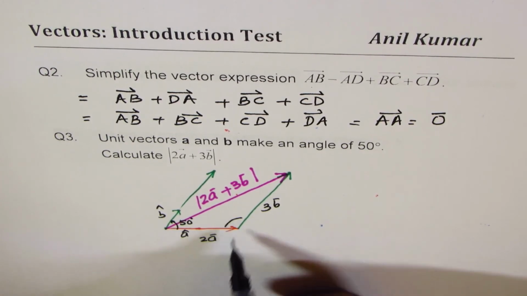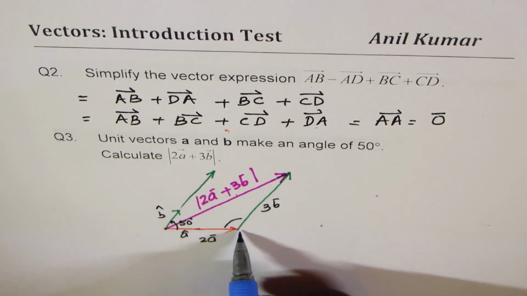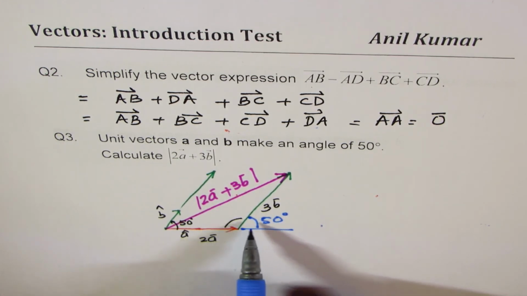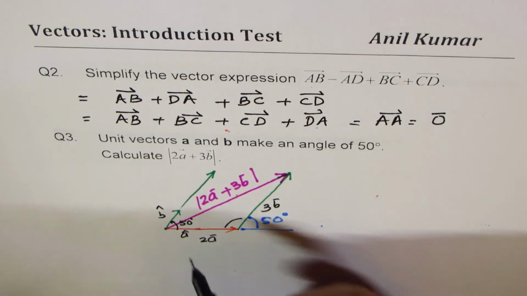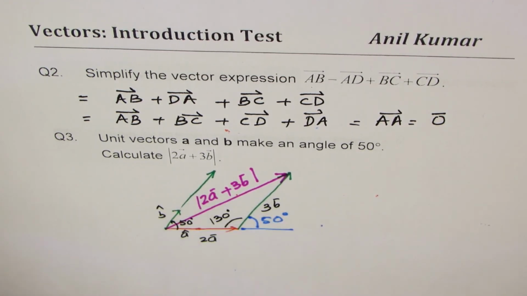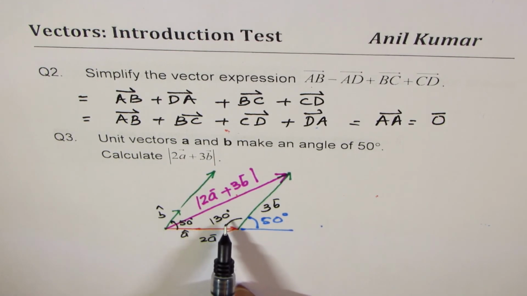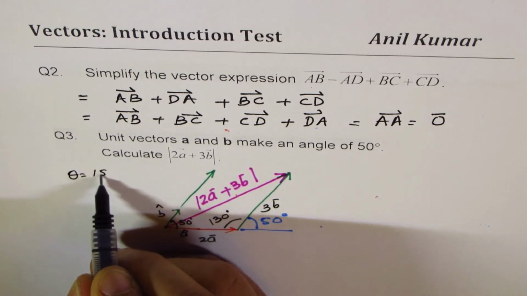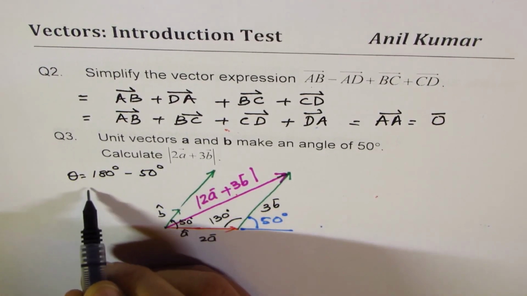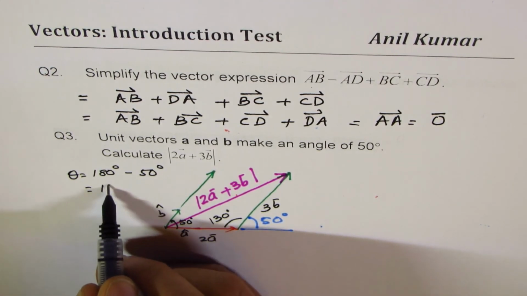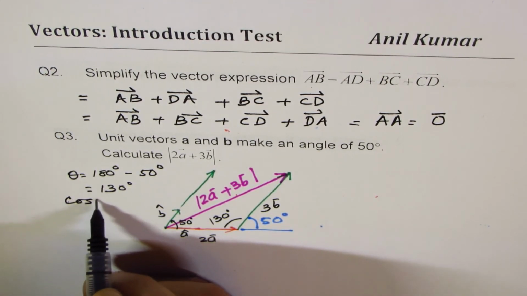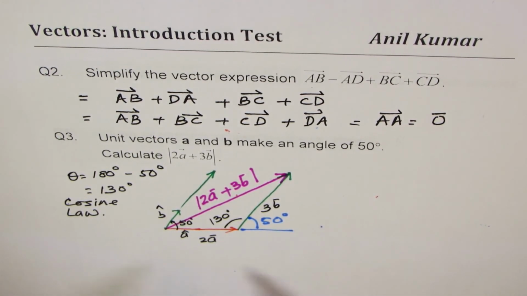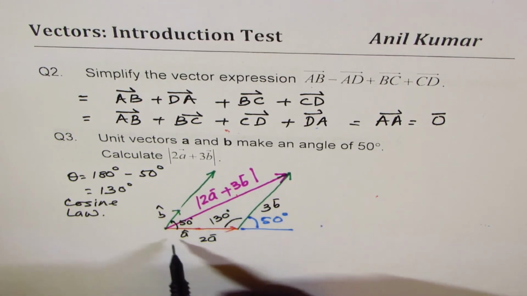Now what is this angle between them? What we know is that the angle between them is given to us as 50 degrees. So that has to be 180 minus 50, right? So this angle is 130 degrees. Does it make sense to you? So we have to use that angle. So that is the first thing. The angle theta is equal to 180 degrees minus 50 degrees. That gives you 130 degrees. And then we'll apply the cosine law. I hope the steps are absolutely clear, right? So then we'll apply the cosine law.